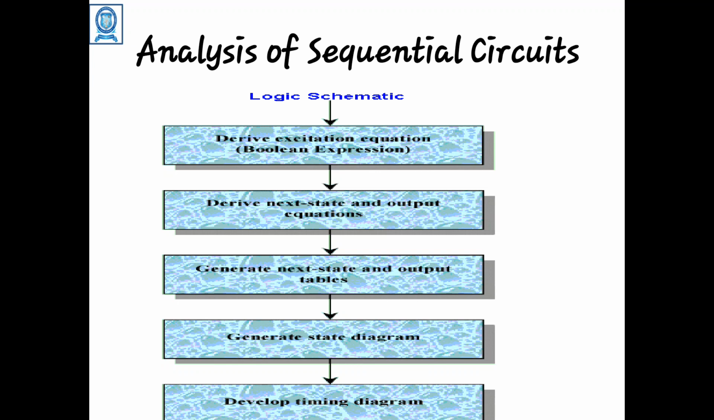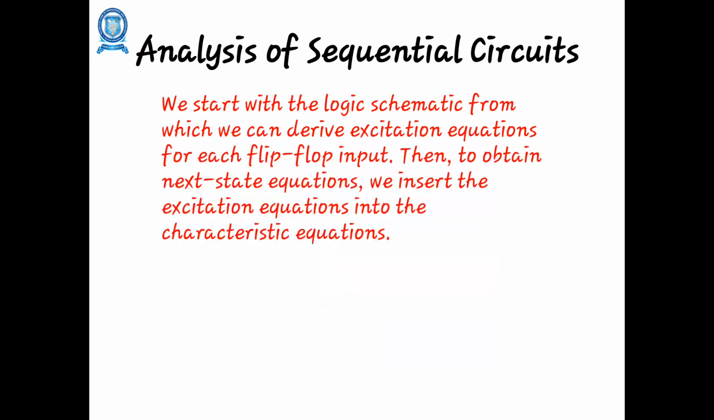Deriving the excitation equation from the Boolean expression given is step number 1. Step number 2 is deriving the next state and output equations from the statement received from step number 1. The third step is generating the next state and output tables, the fourth step is generating the state diagram, and the last step is deriving the timing diagram or wave diagram. Analysis of sequential circuits starts with the logical schematic diagram, from which we can derive the equations of each flip-flop input.